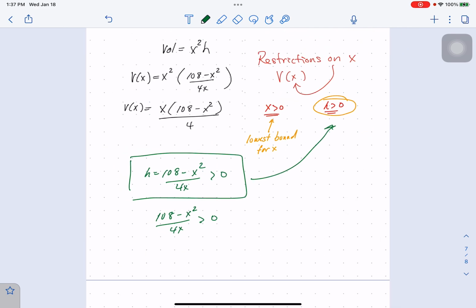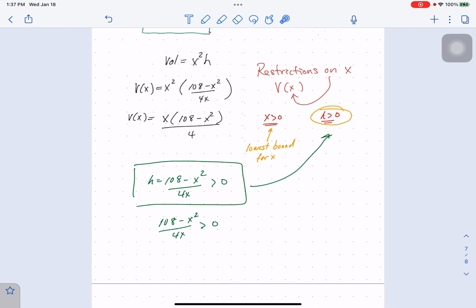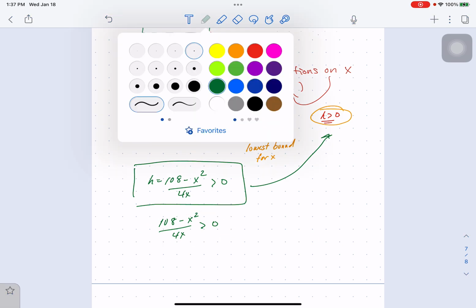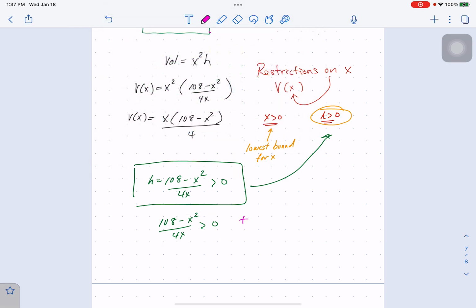Now looking at this, the 4x on the bottom, when I'm talking about things being greater than 0, I'm really talking about their sign. There's 4 possibilities for this, and the 4 possibilities are either I'm going to get a positive over a positive, in which case I'm greater than 0. I'm going to get a negative over a negative, in which case I'm greater than 0. I'm going to get a positive over negative, in which case I'm less than 0.